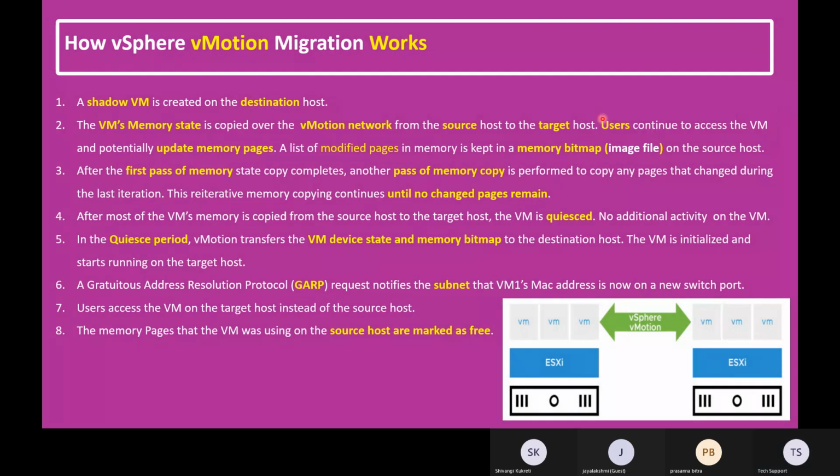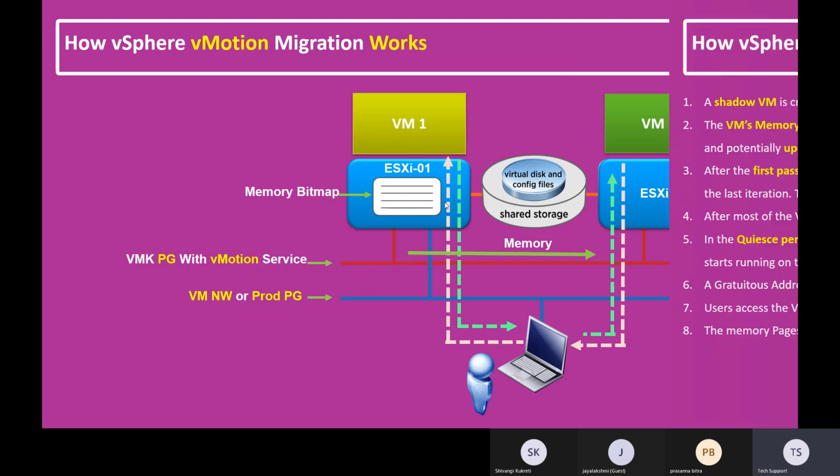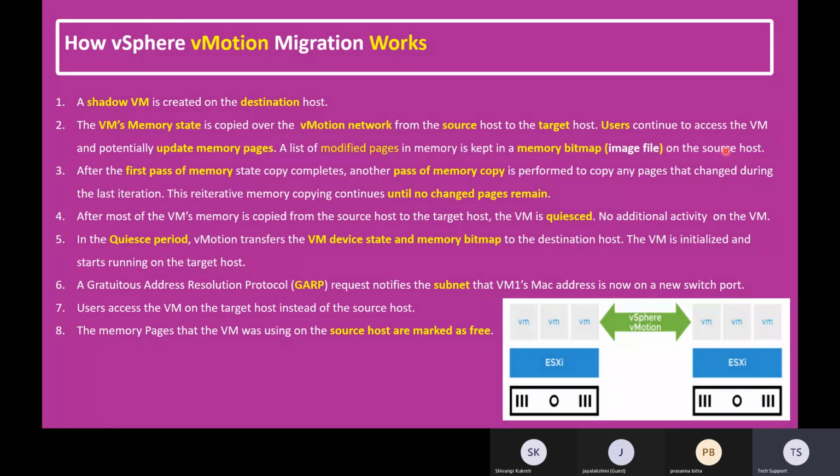Even though users continue to access it, there will be no impact to the virtual machine, and it potentially updates memory pages. Whatever changes happen at the virtual machine level are considered memory pages that potentially update. A list of modified pages in memory is kept in a memory bitmap. The memory bitmap means whatever changes the user made are tracked, kept as a bitmap on the source ESXi host. After the first pass of the memory state, which passes one time, the memory state copy completes.